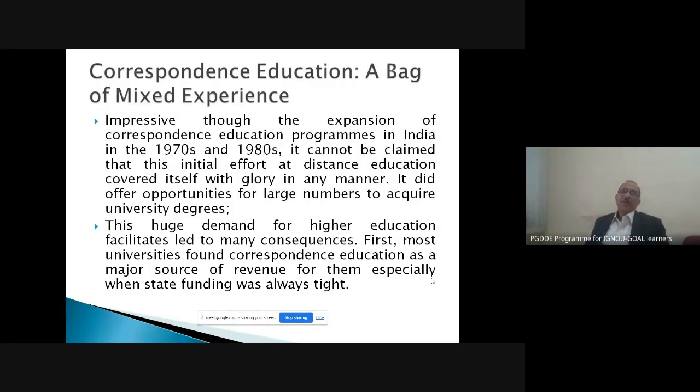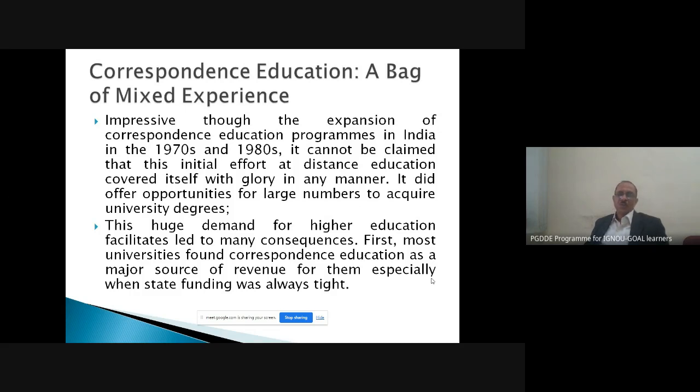I think correspondence education, particularly in the 70s and 80s, though it catered to large numbers and to the satisfaction of higher education aspirants, many people got enrolled, many people got degrees, but when it comes to quality, it is not that satisfactory. It did offer the opportunity to large numbers, as I have told you. The huge demand for higher education facilities led to many consequences.